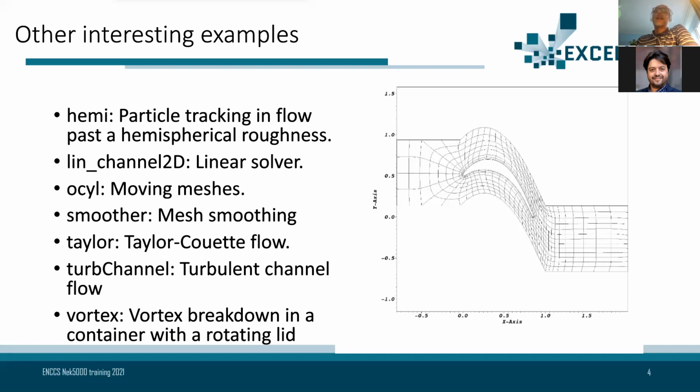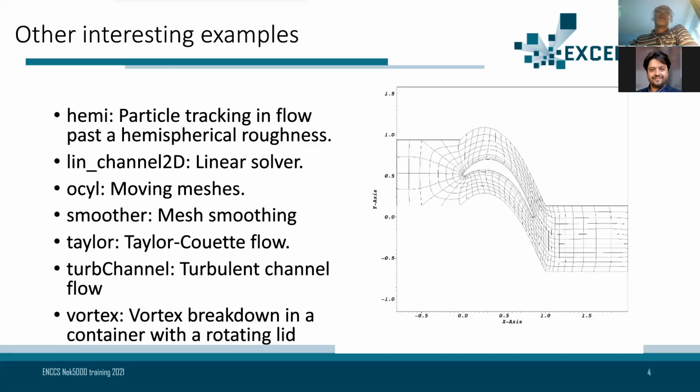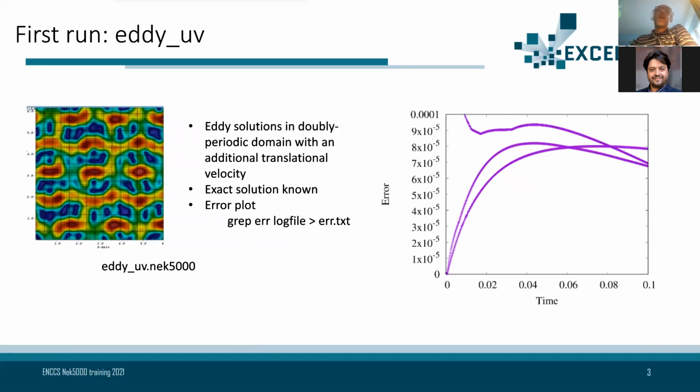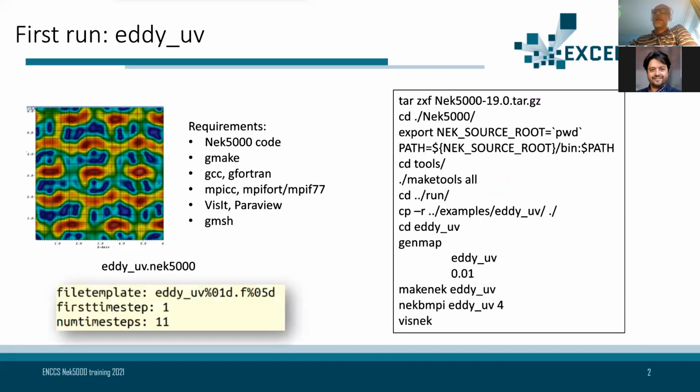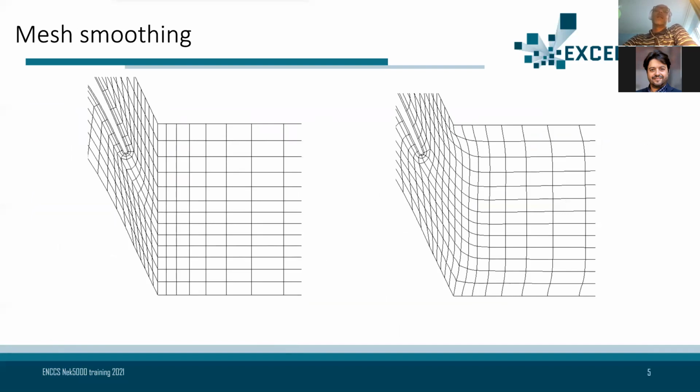So what I would like to ask you to do now is simply to copy to the run directory, the same way like we copied this aduv. That means simply cp -r examples, but this time smoother, because that's one of the interesting, I would say, examples for everybody.